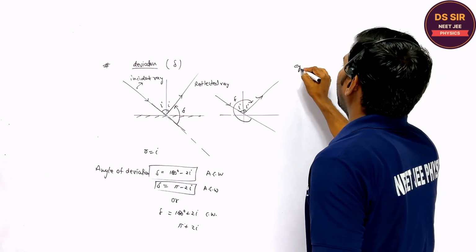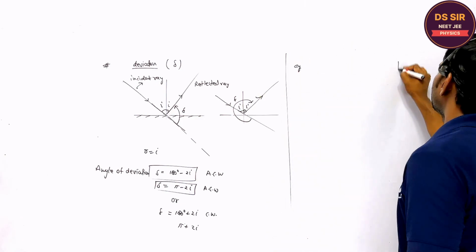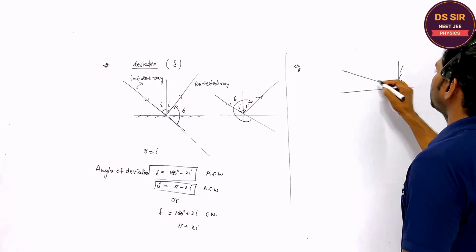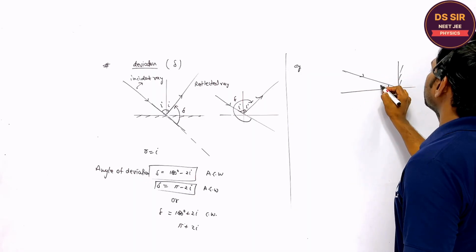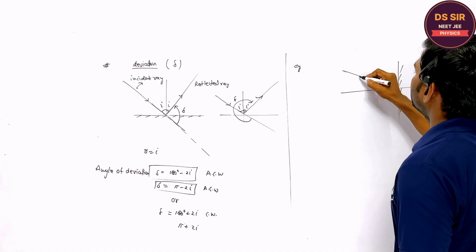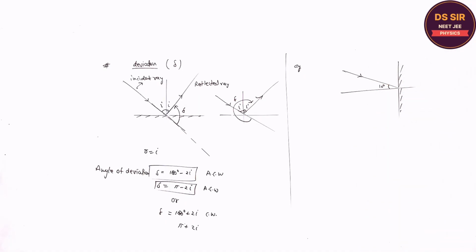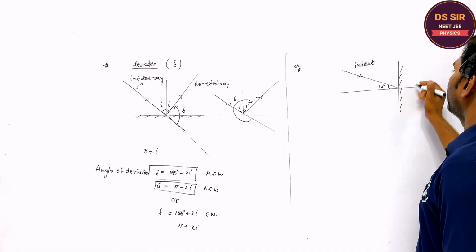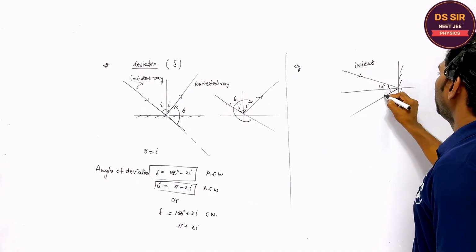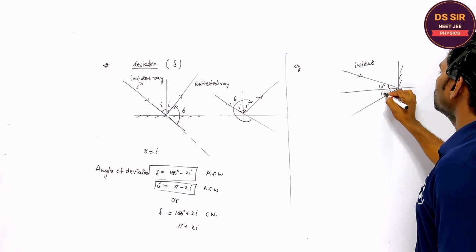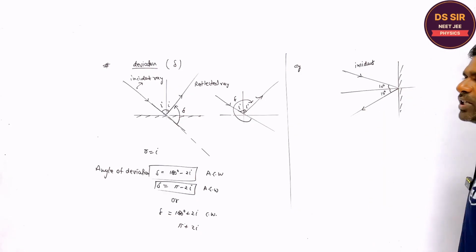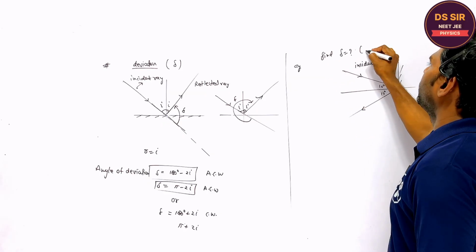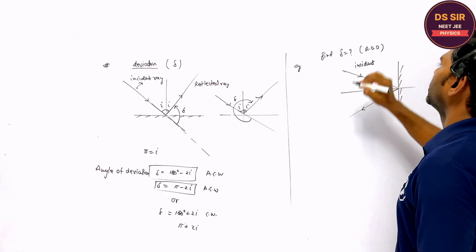For example, I'm giving you one illustration. Suppose this is the mirror and this is the incident ray, incident at 10 degrees. The reflected ray will also make an angle of 10 degrees. Find the deviation, the angle of deviation.